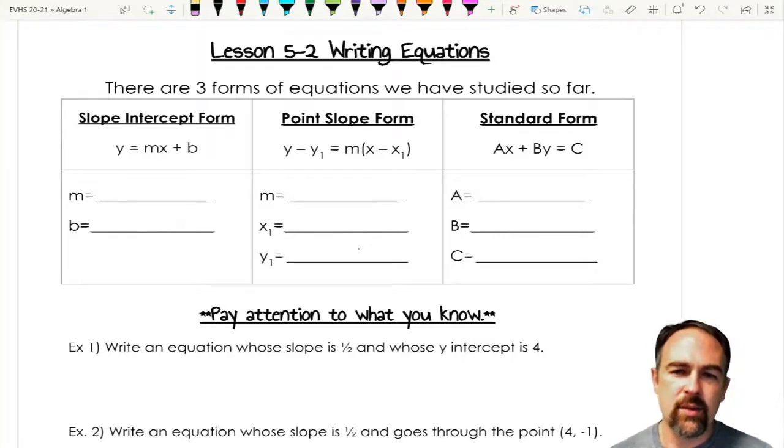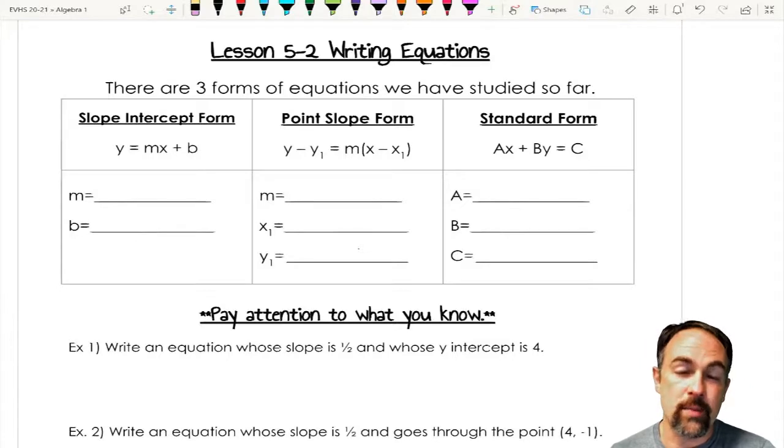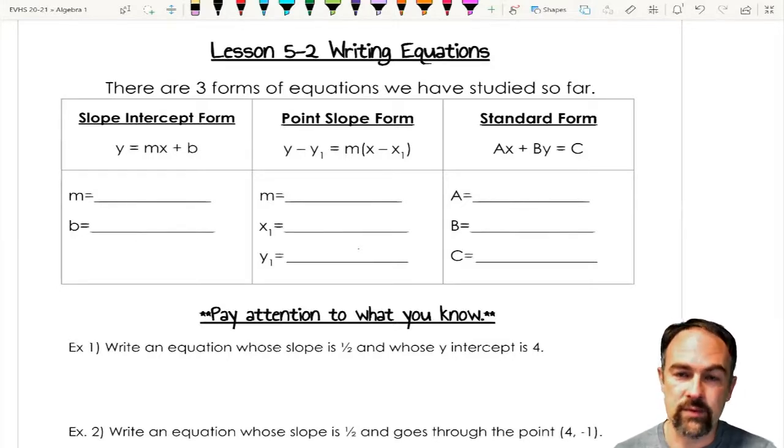The second thing that we covered was how to tell from a word problem that the data or the information should be written in standard form. And remember, our telltale sign there was two rates and a total. So you see two rates and a total, it's going to be written in standard form.